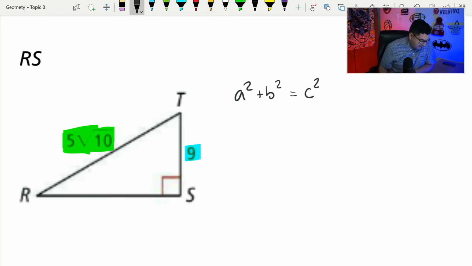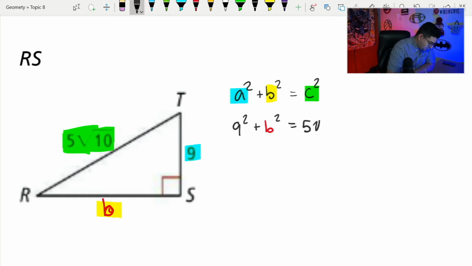Let's label this missing side as B, so I know that I am solving for B. They have given me C, which is 5 square root 10, and they've given me A, the smallest side, 9. So 9 squared plus B squared, which is what I'm solving for, will equal 5 square root 10, and that 5 square root 10 is also squared, but we square the whole thing, the whole side. 9 times 9 is 81, plus B squared.